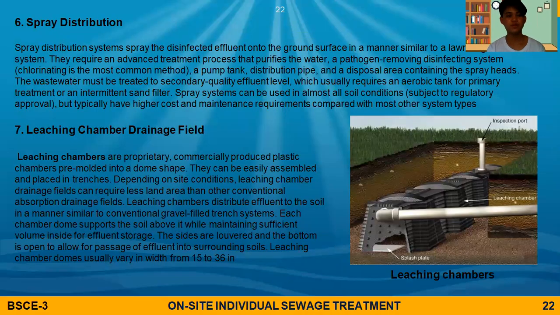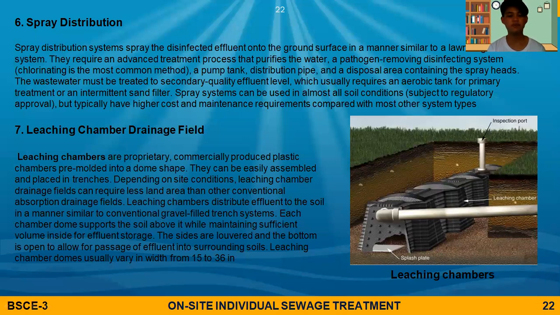Number 6 is the spray distribution. Spray distribution systems spray the disinfected effluent onto the ground surface in a manner similar to a lawn irrigation system. This requires an advanced treatment process that purifies the water, a pathogen-removing disinfecting system, a pump tank, a distribution pipe, and a disposal area containing the spray heads.